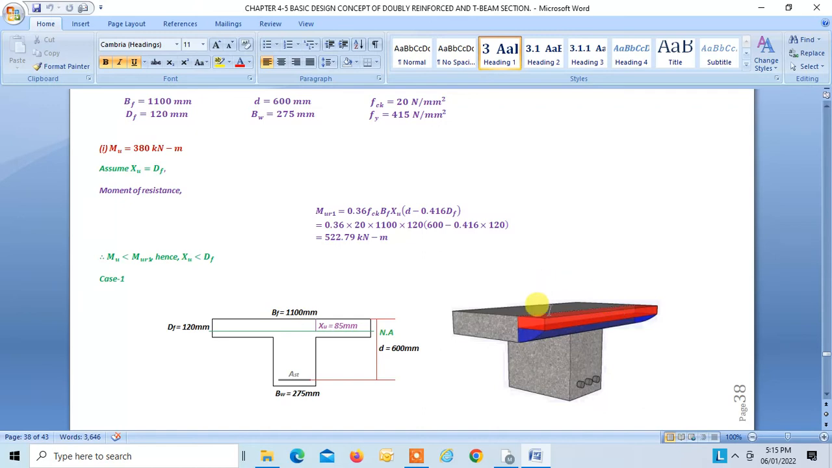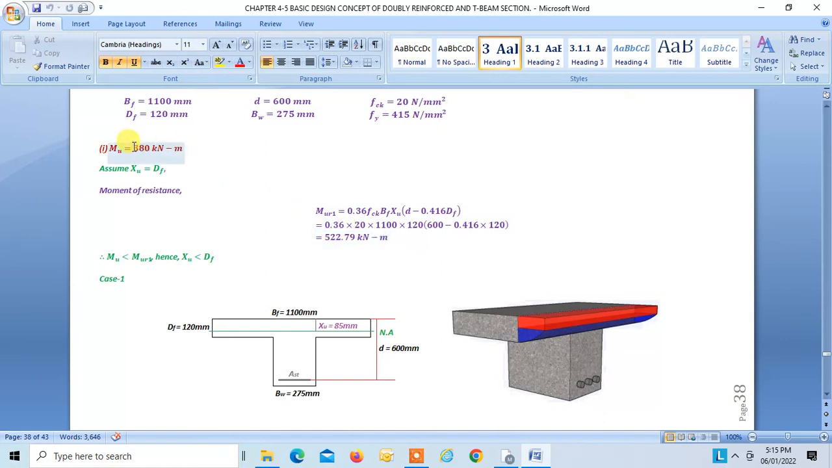Okay, that is 1100 mm, right? Into this effective lever arm, right? This is C into lever arm, right? So MUR1 is found to be 522.79. This is very important to be remembered. When our neutral axis is at the bottom of the flange, then the moment of resistance of the section is found to be 522.79.